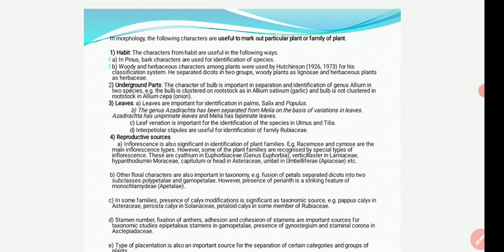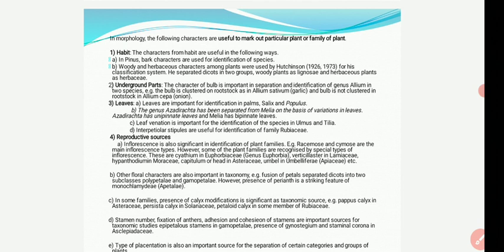Third character, that is leaves. Leaves are important for identification in palms, Salix and Populus. The genus Azadirachta has been separated from Melia on the basis of variation in leaves. Azadirachta has unipinnate leaves and Melia has bipinnate leaves. The leaf venation is important for the identification of species in Ulmus as well as Tilia. Interpetiolar stipules are useful for identification of family Rubiaceae.